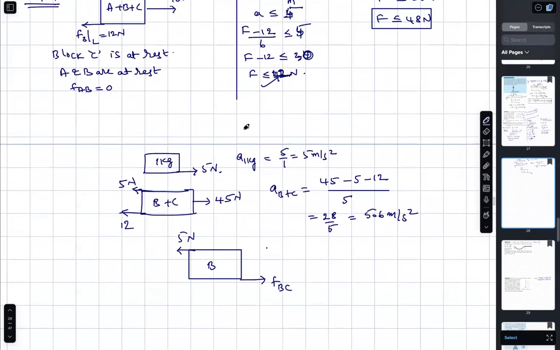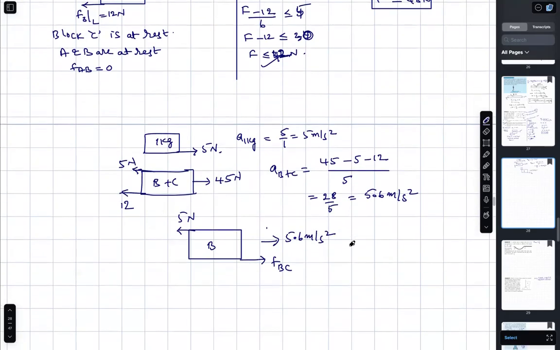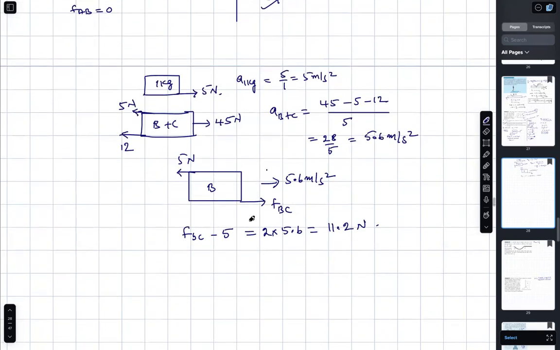Let that be FBC. But I know one thing: B is moving with an acceleration of 5.6 meter per second square, and B is of mass 2 kg. So therefore, FBC minus 5 is 2 times 5.6. This is nothing but 11.2 newtons. So FBC is 11.2 plus 5, 16.2 newtons. Remember, less than 18 newtons. This is static friction, because static friction is self-adjustable.